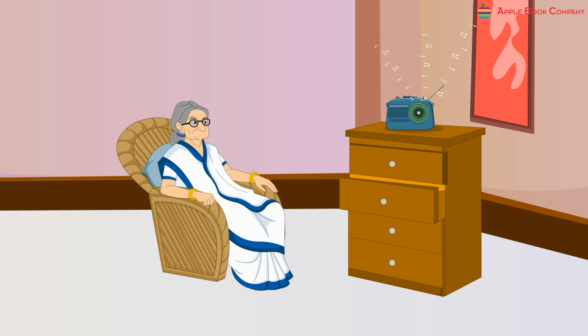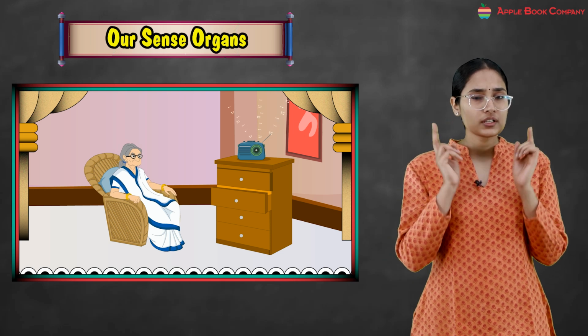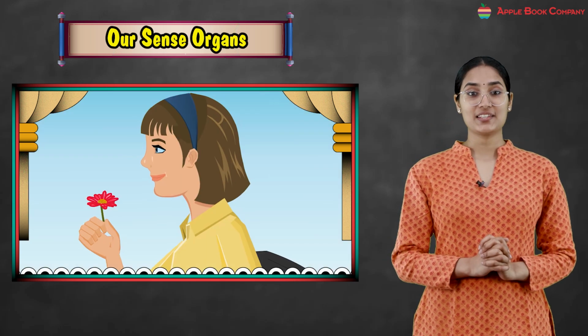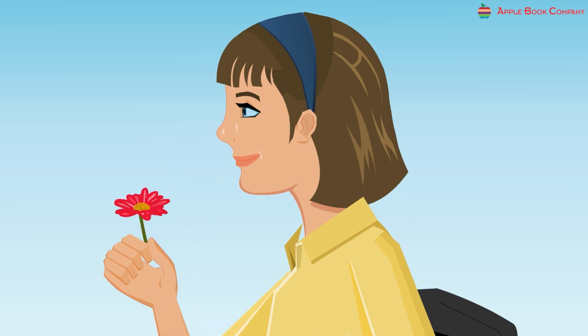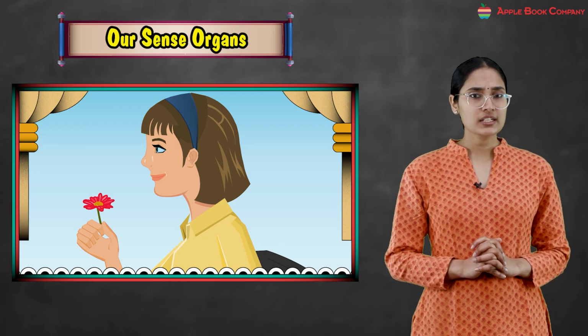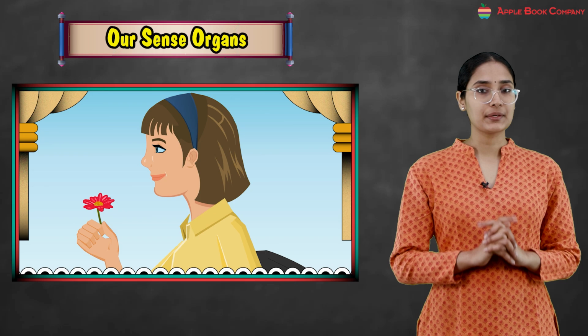Now we have 2 ears. So our ears help us to hear the sound. When we use our ears, we can hear different kinds of sounds, right? Yes. Similarly, we have 1 nose. Our nose helps us to smell different things, right? After smelling the things, we can tell, right, about the thing.